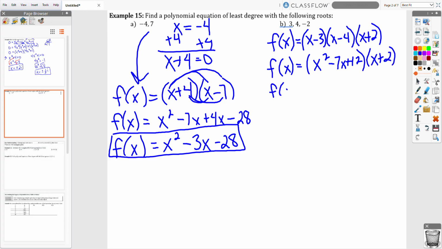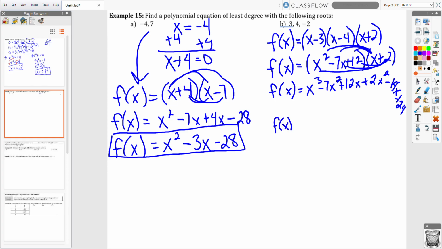So from here, I'm going to do it the other way. I'm going to take the x and distribute it back this way first. So that's x cubed minus 7x squared plus 12x. Oops, that's a plus sign there. And then distribute the 2 to all 3 of these. So we get plus 2x squared, minus 14x, and then plus 24. And then, of course, you would just combine your like terms for your final answer.